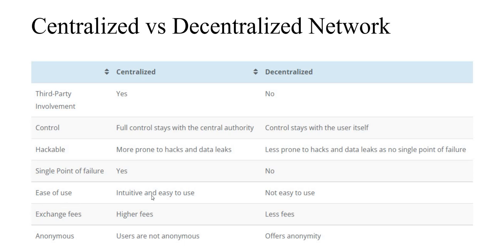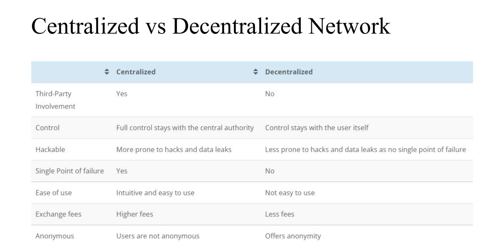Ease of use: yes, a centralized system is easy to use, but a decentralized system is not very easy to use. Exchange fees are higher in centralized systems but less in decentralized systems. Anonymous: in a centralized system all the users are identified, we know their identities, they are not anonymous to us, but decentralized offers anonymity.